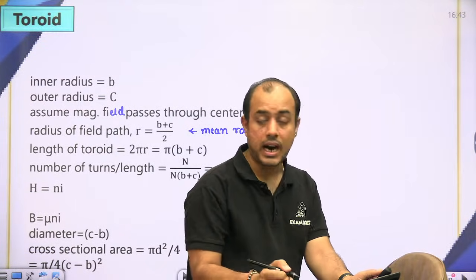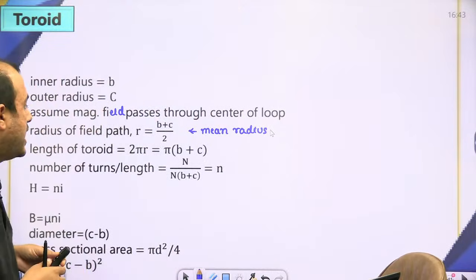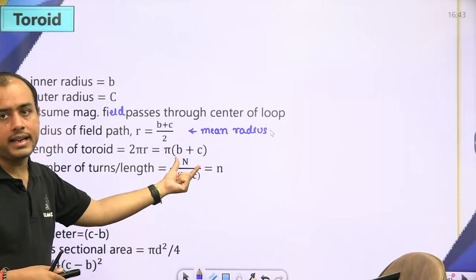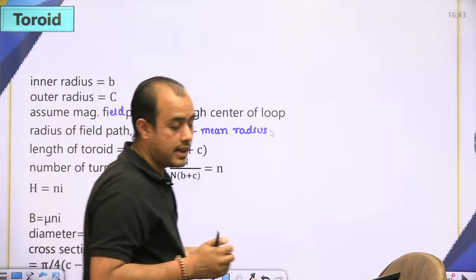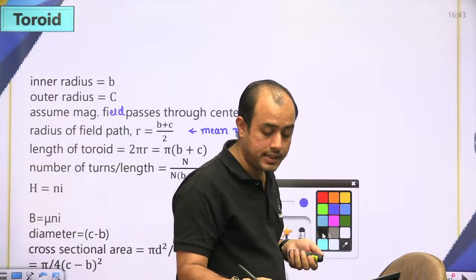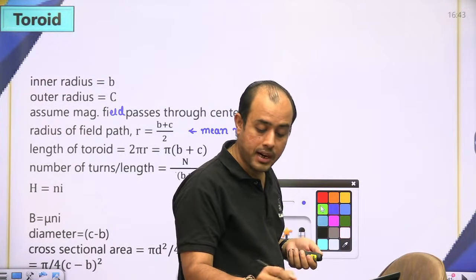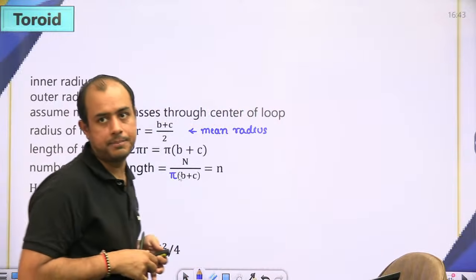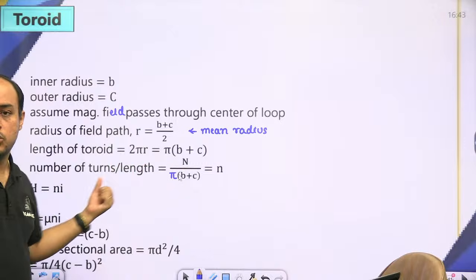So how much path does the magnetic field have to travel? That is the length 2 pi r, that is pi into (B plus C). So the number of turns per unit length is n upon pi (B plus C), number of turns by circumference. Now the length has become the circumference, pi into (B plus C). And then B by H is n I, so H is n into I.